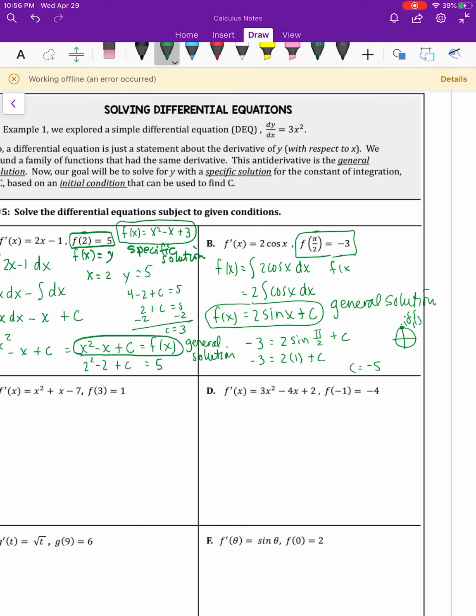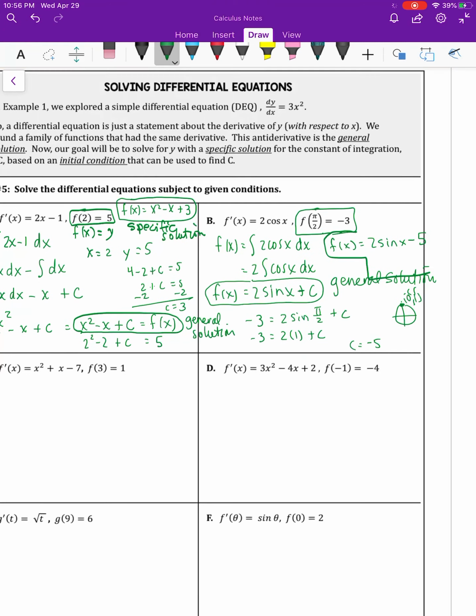So I'm going to subtract 2 from both sides. My c is negative 5. So now my specific solution, f of x equals 2 sine x minus 5. So that is my specific solution to my differential equation.